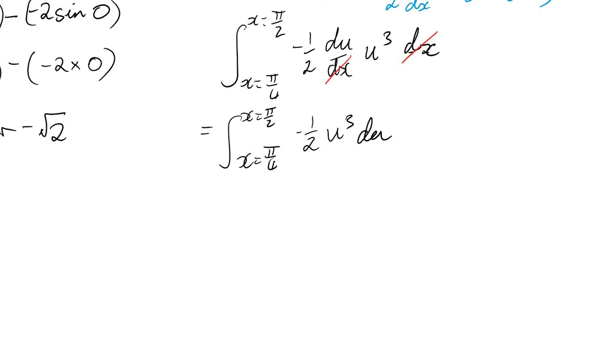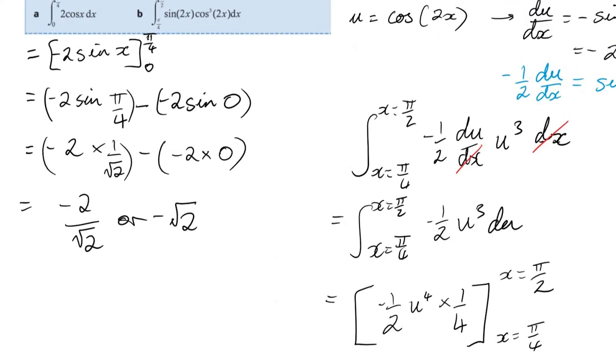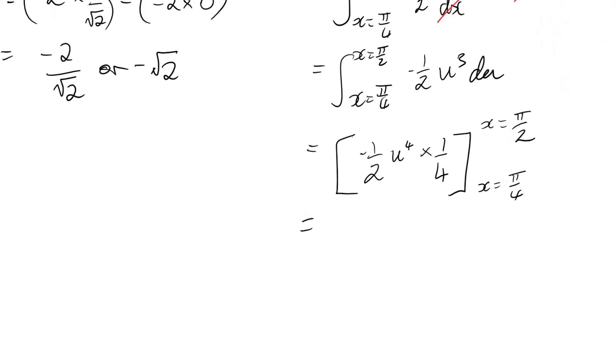So, where are we at with that now? Well, we can quite easily integrate this. The integral of u cubed, we are going to add 1 to the power and then divide by the new power. Plus c is not required with definite integrals. Note I didn't do it in the previous one either. That's because it's going to cancel out.